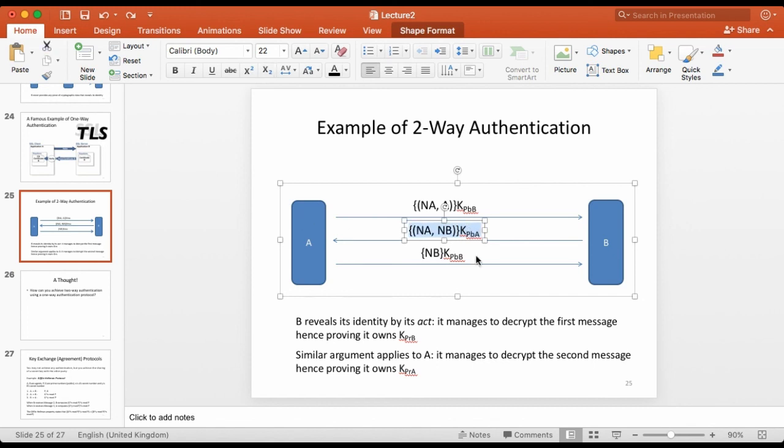And Alice would not have been able to decrypt it unless she had access to her own private key that matched the encryption using this public key for Alice. So by combination of these public and private keys, both Alice and Bob are able to essentially arrive at the conclusion that they're talking to each other, and this is what we call two-way authentication.